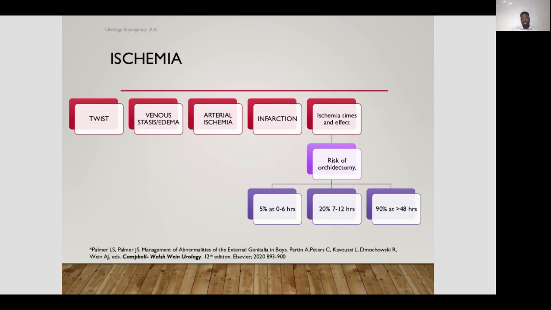It rises steeply up to 20% in 7 to 12 hours, and almost categorically in pain that's persistent, not torsion, detorsion, persistent twisting. After 48 hours, 90% of the testicle is going to be dead. So, which is why we said time is quite important. You see, many of us still go operate on patients after 6 hours because there's still a higher chance that the testicle could be saved. But after 48 hours, it becomes less of a rush.